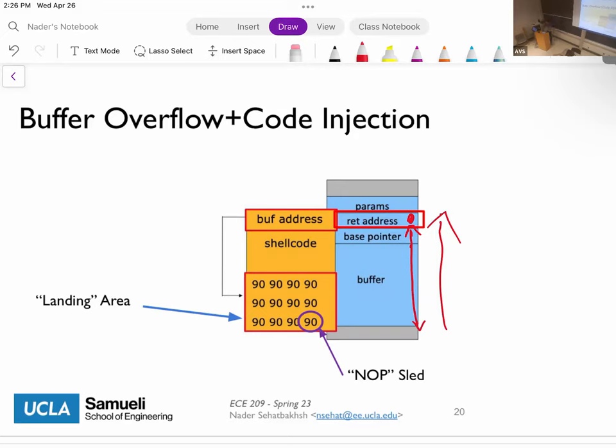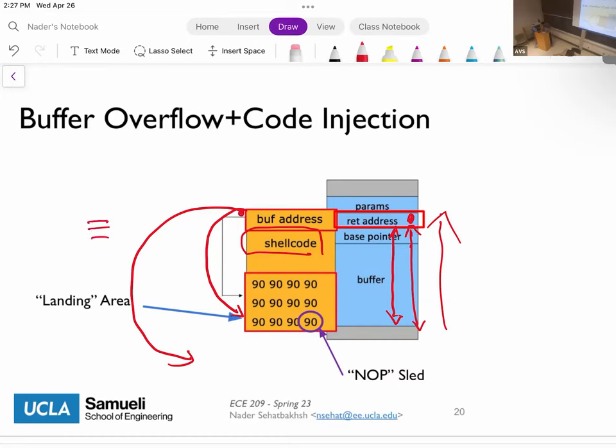So the idea is: why don't I use this space to actually inject some meaningful code? And now instead of jumping to somewhere else in the program, I'm going to jump to the beginning of this thing that I, as an attacker, overwrite, okay? So we call this a buffer overflow with code injection attack, okay? The shell code itself is basically just three or four assembly instructions that do nothing but call a system call. It's only four or five lines of memory at most. So in most cases, you don't need much space to overwrite this. You put four lines of code here.